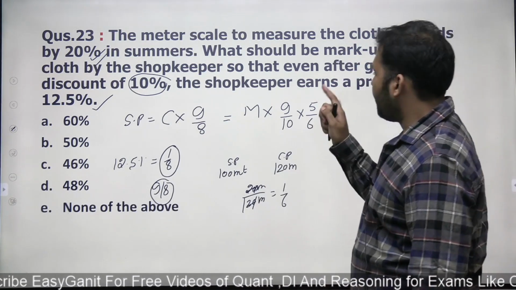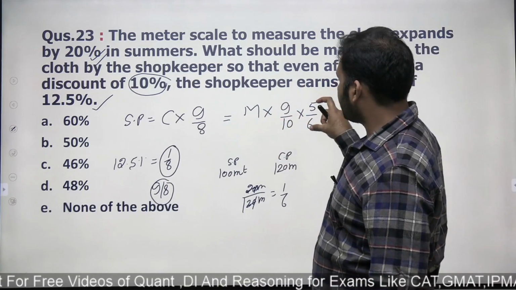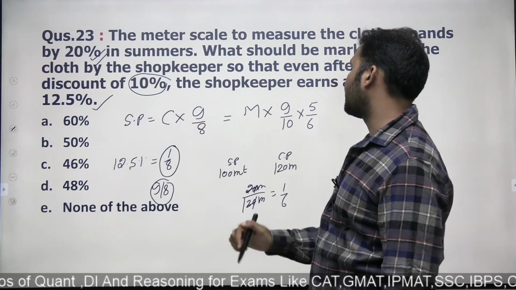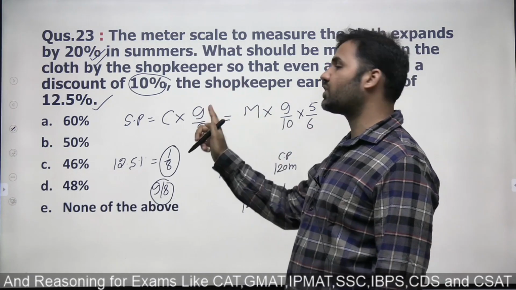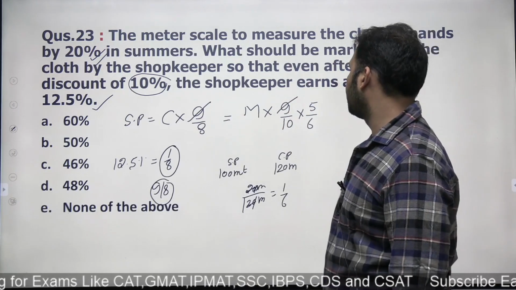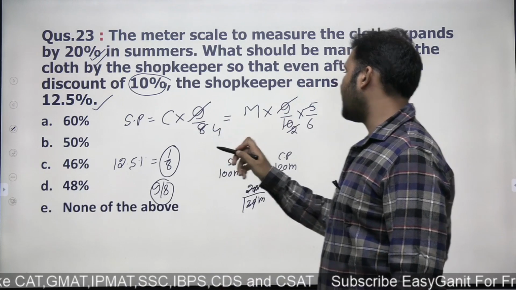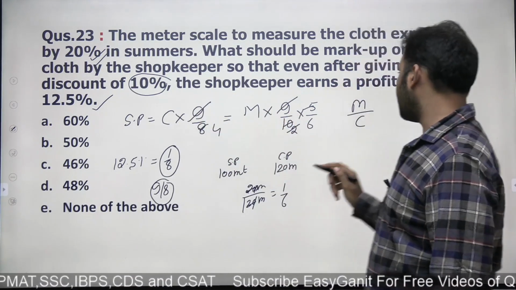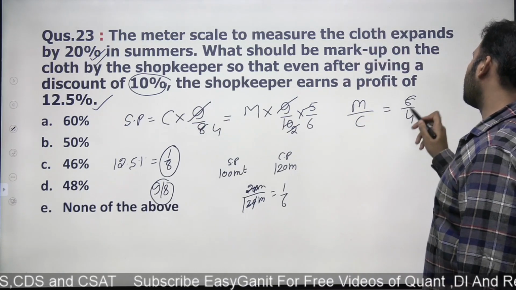Right. So mark price में discount देने के बाद और मीटर स्केल एक्सटेंशन का फैक्टर इंक्लूड करने के बाद जो प्रॉफिट आना चाहिए वो 9 by 8 आना चाहिए, राइट? 12.5 आना चाहिए. मतलब ये सारा सेलिंग प्राइस कॉस्ट का 9 by 8 आना चाहिए. Now just find out the multiplying factor here. This will get cancelled, this will get cancelled. So you will see that mark price upon cost price. Mark price को cost price से divide किया. Then the value that you will be getting would be 6 by 4. That means 3 by 2.